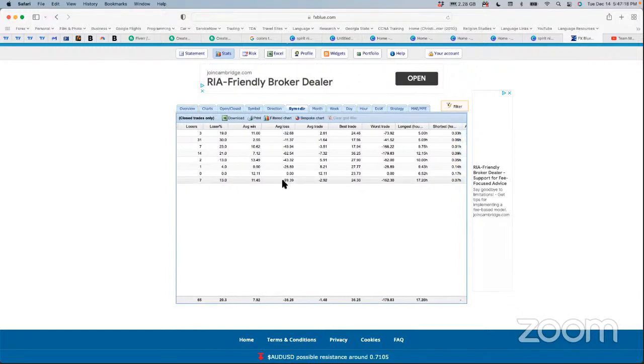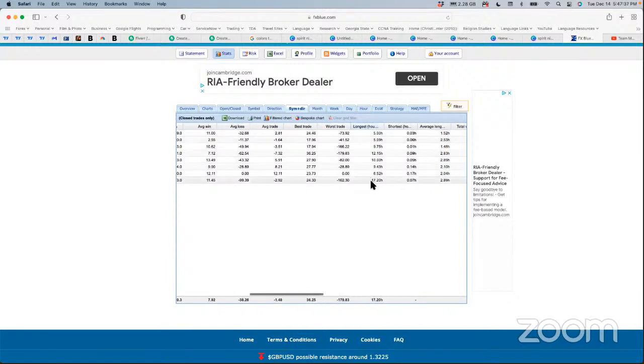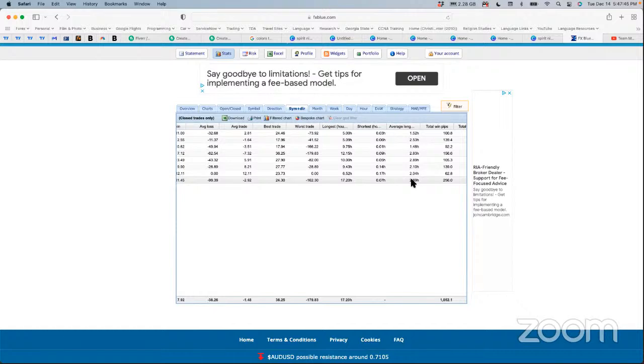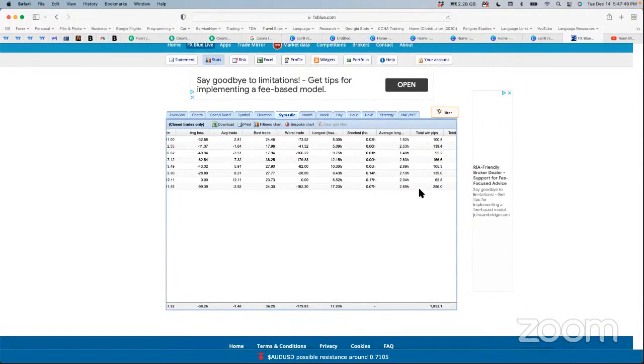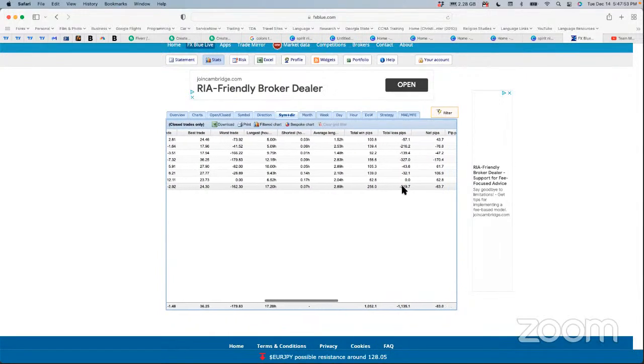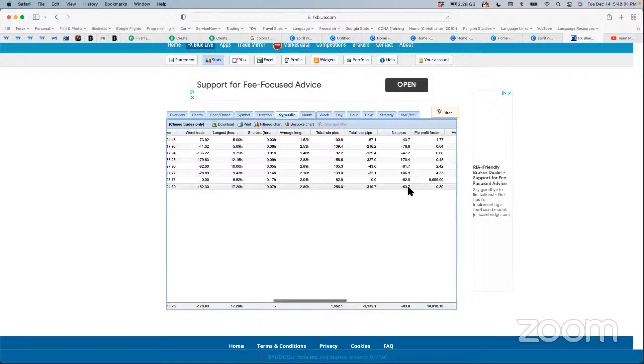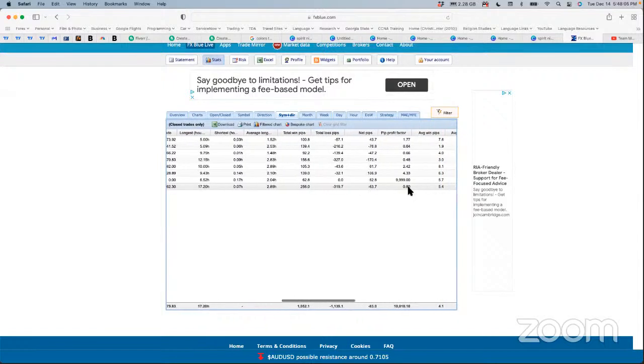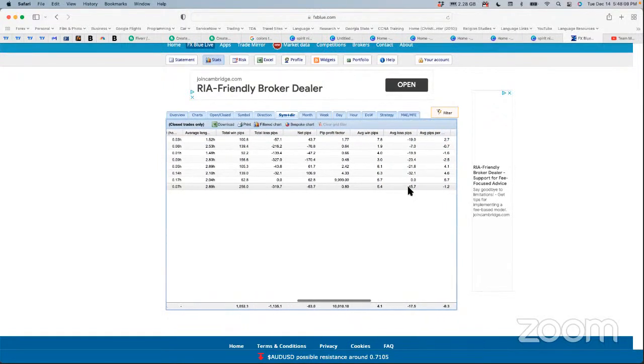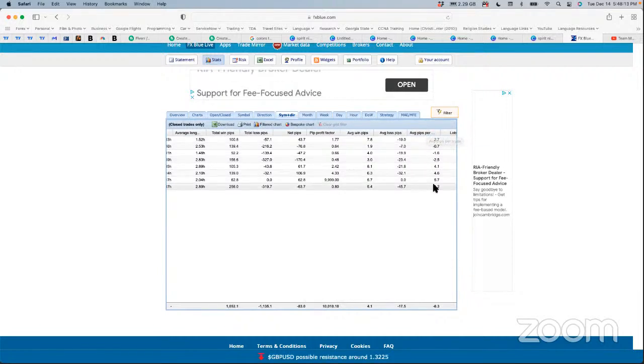So his average win on the trade is $11. Average loss is $99. Average trade is -2. Best trade was 24. So his losers are bigger than his winners. You can see that right here. Longest trade, 17 hours. Shortest trade was less than an hour. Average length, 2.8 hours. Average pips won, 256. Average pips lost, 319. Net pips, -63. Profit factor, 0.8. Average pip per trade, that's negative.